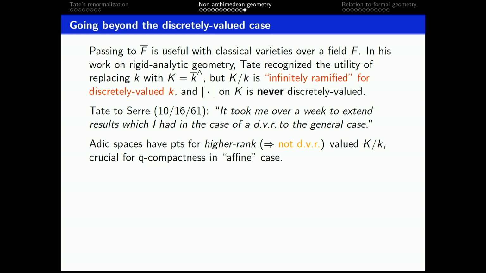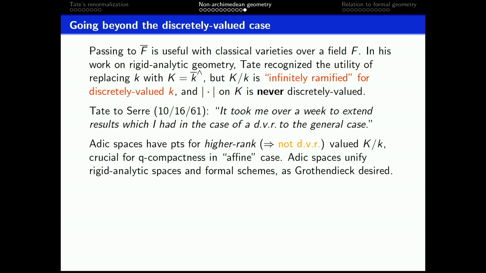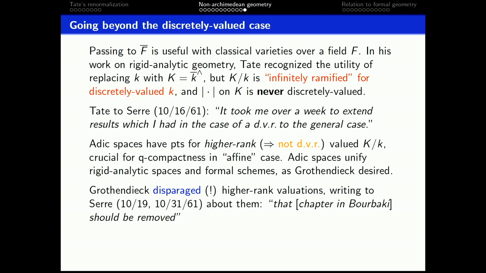Okay. Similarly, and we'll come back to this in a moment, with the adic spaces of Huber, these introduce higher rank valuations. So these are even further away from the discretely valued case. But those extra points are really useful. They make quasi-compactness. They give you other kinds of nice features. Now, interestingly, you recall at the beginning when I mentioned Grothendieck was getting super enthusiastic about this stuff, and he was saying, oh, we have to unify this with formal schemes and all these things. And in fact, in some sense, the adic spaces do exactly what Grothendieck wanted. They unify formal schemes and rigid analytic spaces. But strangely enough, Grothendieck hated higher rank valuations. Well, okay, at least in 1961. Maybe he came around later.